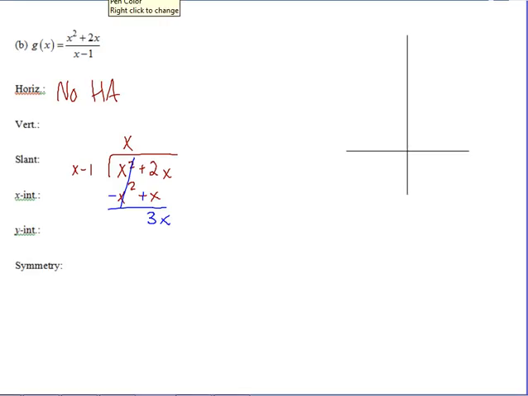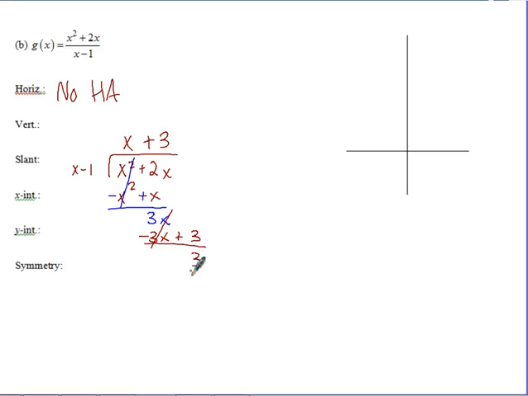So x times what would give me 3x? 3, a positive 3. And now again, multiply. 3 times x minus 1 gives me 3x minus 3. But now again, I switch the signs. What's going to happen here? They cancel, and I'm left with positive 3.